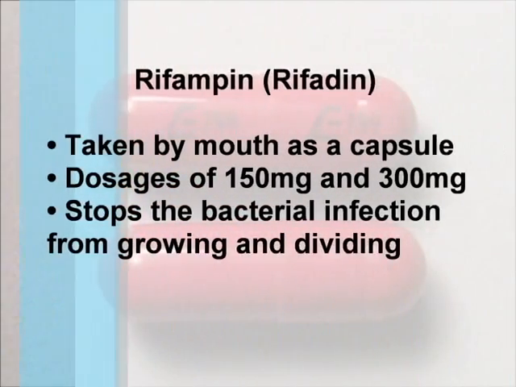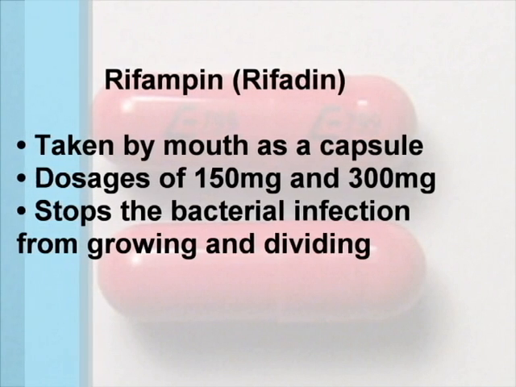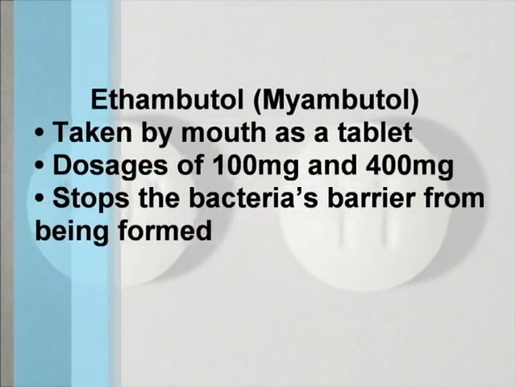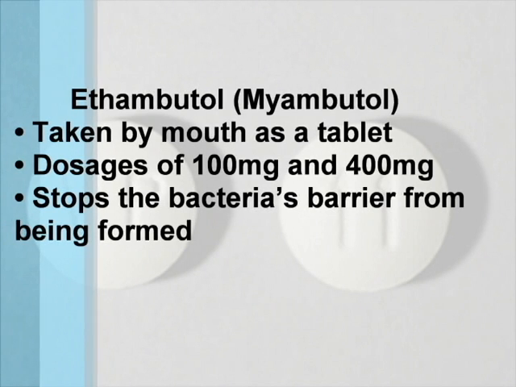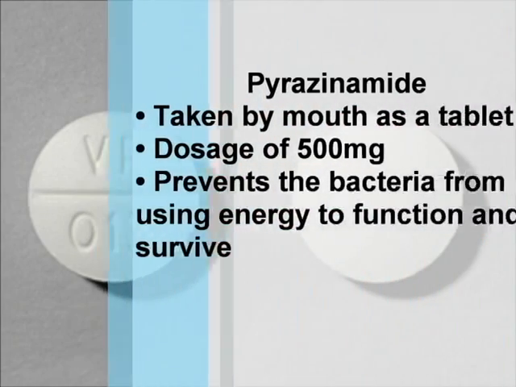Rifampin, also known as Rifadin, is taken by mouth as a capsule in dosages of 150 milligrams and 300 milligrams. Rifampin stops the bacterial infection from growing and dividing. Ethambutol or Myambutol is taken by mouth as a tablet in dosages of 100 milligrams and 400 milligrams. This drug stops the bacteria's barrier from being formed.